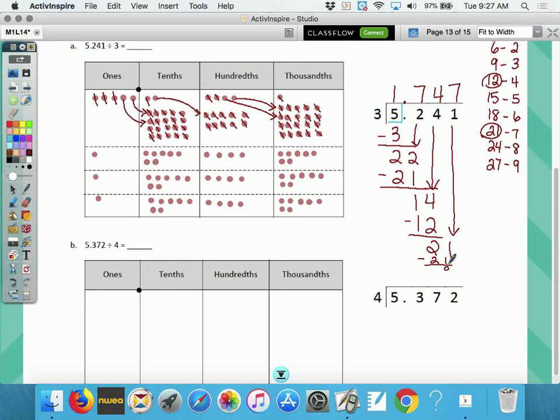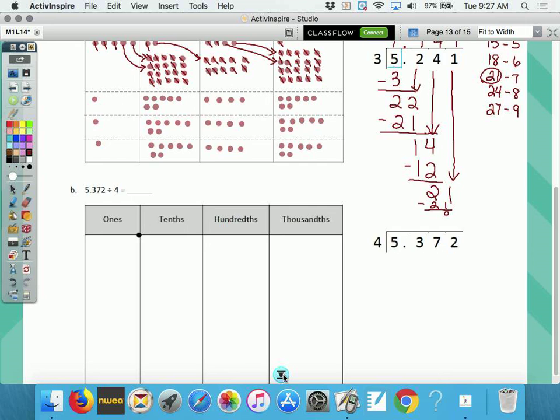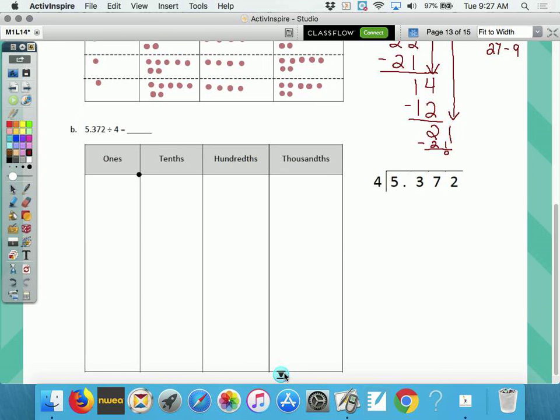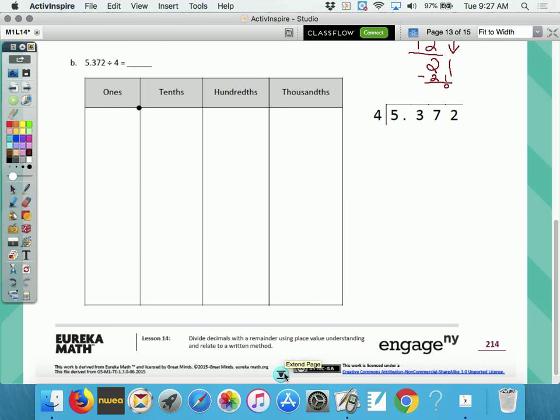So what we're going to do now is, I'm going to help you get B all set up, and you're going to try the place value chart by yourself. I'm going to pause it while you try. Okay, so first thing, what's my divisor? 4. So I skip count by 4, all the way to 32, if you want to save yourself some time.